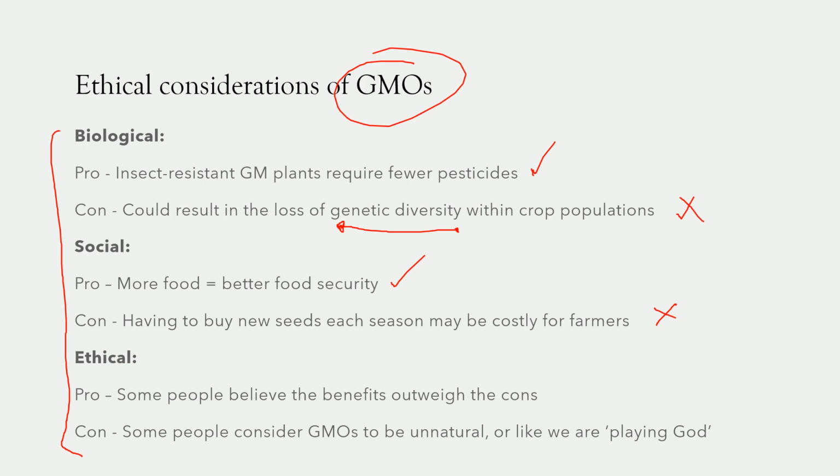We then just have some general ones. People believe the benefits outweigh the cons. So even if they are worried about the safety or whatever, they still think that if we can produce enough food for everybody, then that outweighs the cons. But then other people might see that as us altering our natural food sources. They might say there's nothing wrong with our food sources and that GMOs are unnatural and that we shouldn't be playing with the natural state of the world. So we still need to think about these ethical considerations.